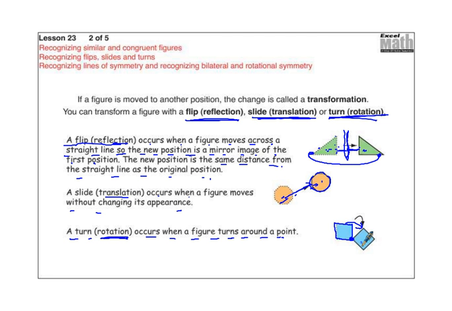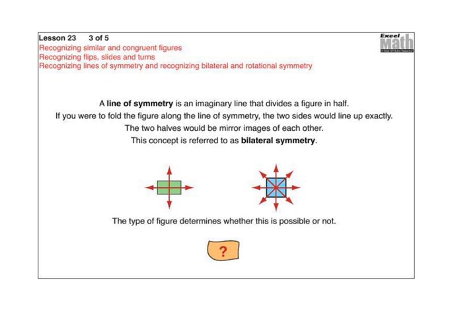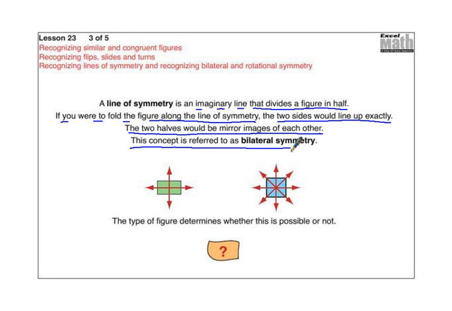These are pretty easy to understand, but maybe not so easy to remember. I'm sure you'll catch on to them after a while, though, from doing your guided practice in your homework side. Okay, so more review. I'm sure you've learned about line of symmetry before. It's an imaginary line that divides a figure in half. If you were to fold the figure along the line of symmetry, the two sides would line up exactly. The two halves would be mirror images of each other. This concept is referred to as bilateral symmetry.